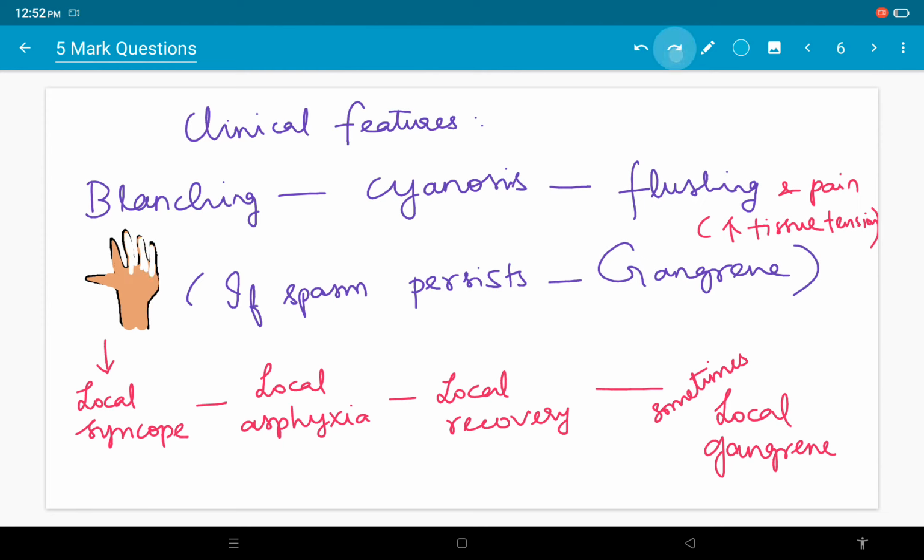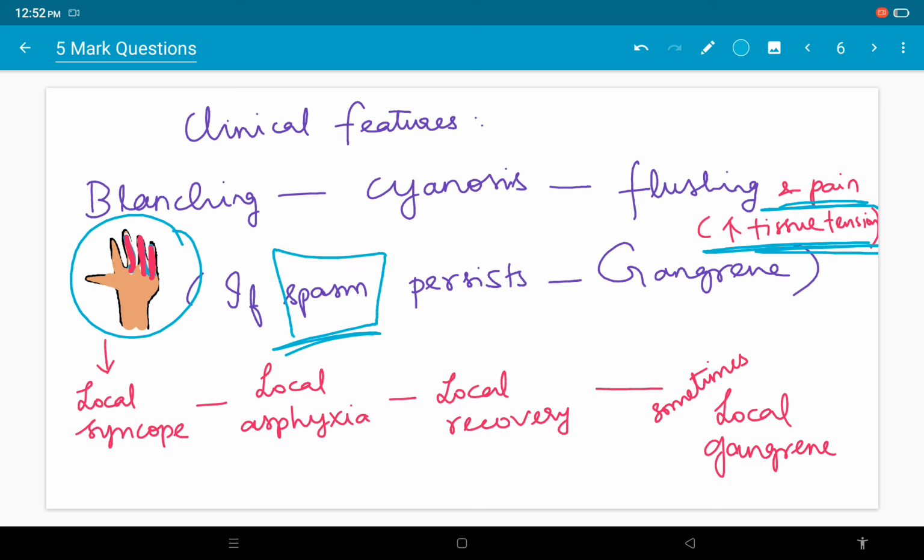The clinical features are commonly blanching, cyanosis, and flushing. Blanching is because of vasospasm in the digits, which changes them to a pale color, after which the accumulation of deoxygenated blood will cause bluish cyanosis. After the vasospasm gets over and blood returns, there will be flushing. In the flushing phase, there will be pain, usually because of increase in tissue tension. If spasm persists after blanching and cyanosis, you will get gangrene in the tips of the fingers.